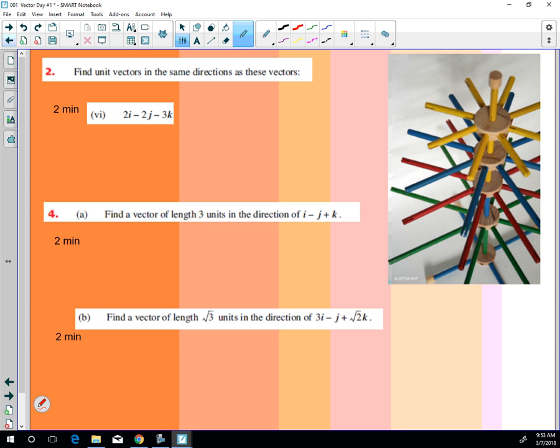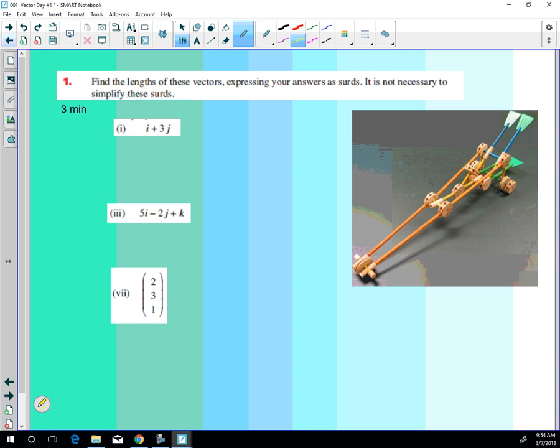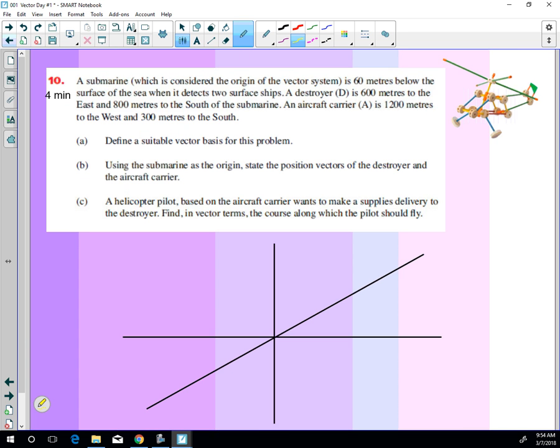Look at 4a, find a vector of length 3 units in the direction. So what you would do there is i minus j plus k. The magnitude of that vector is the square root of 1 plus 1 plus 1, right? Square root of 3. So this thing is the square root of 3 units long. If we multiply it by 1 over the square root of 3, now how long is that vector? 1. So if you want to make it a length of 3, won't you just multiply it by 3? Those are good. Great. We've got these magnitudes are good.